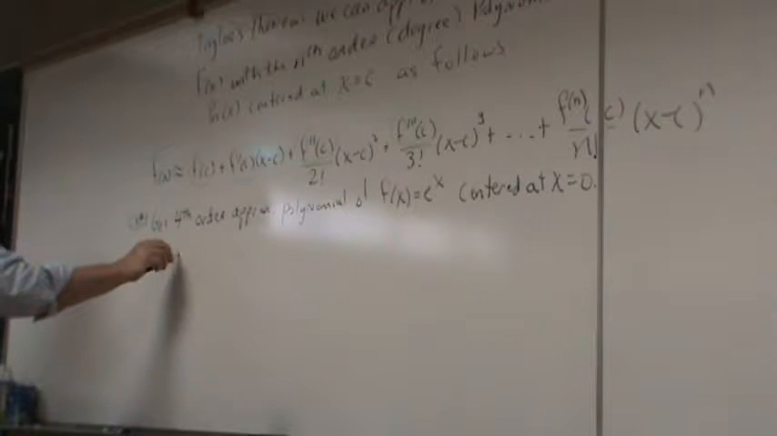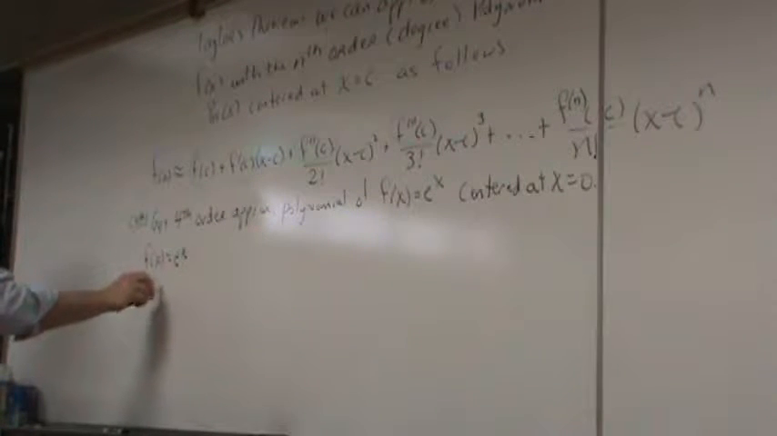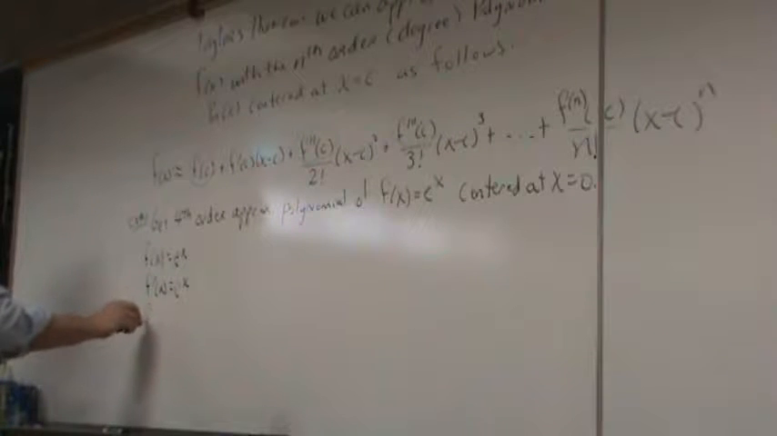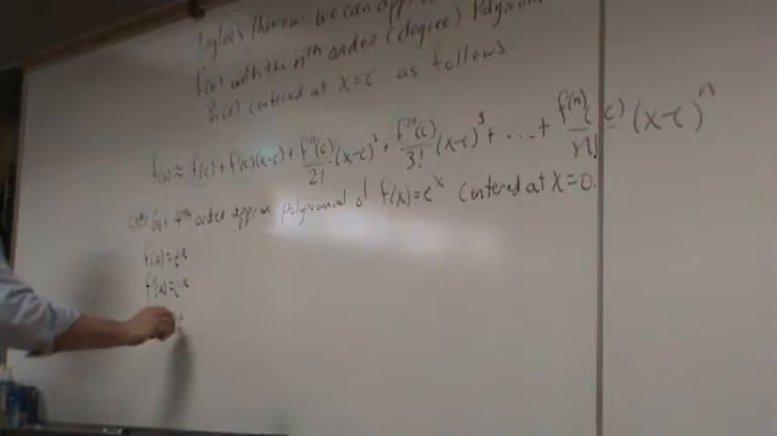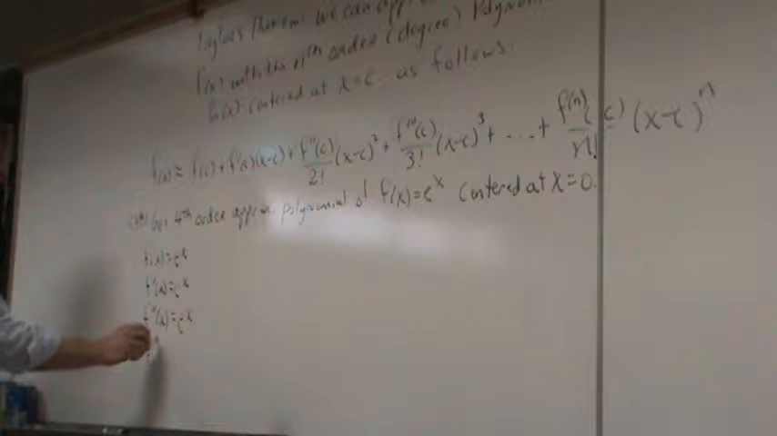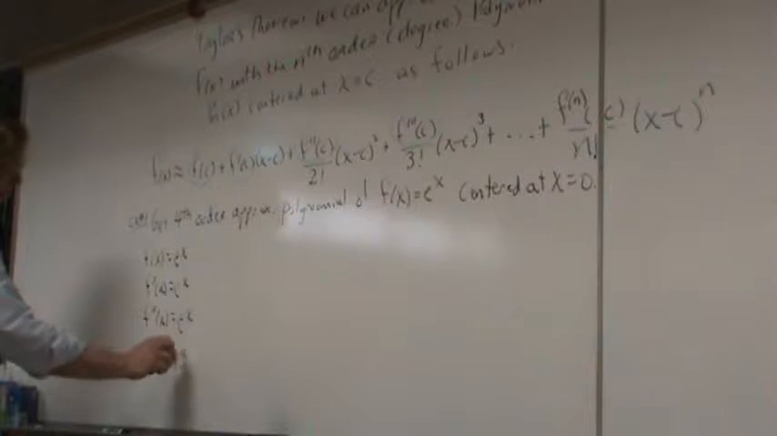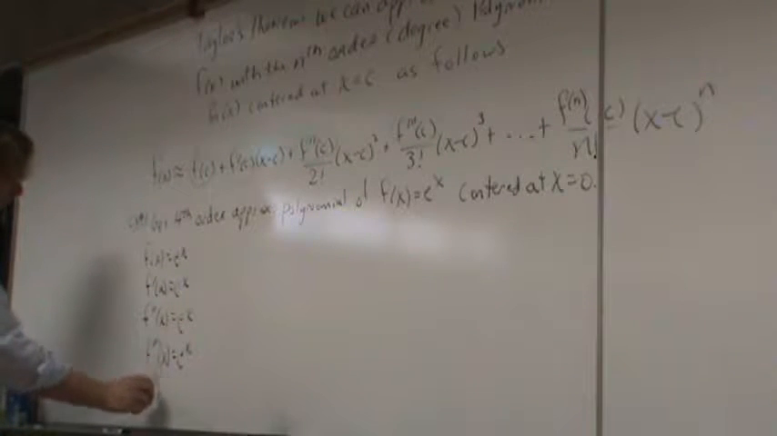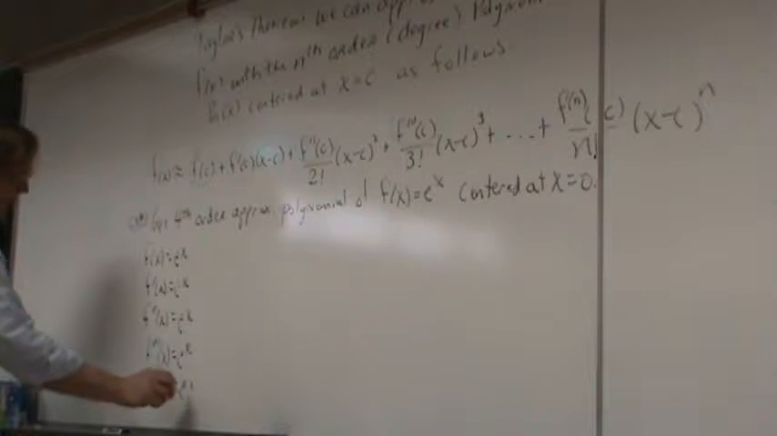f of x equals e to the x. f prime of x equals e to the x. f double prime of x equals e to the x. How far down should I go? The 4. Yeah, fourth derivative, because they asked for the fourth order approximation. So I'm going to need the fourth derivative. f triple prime is e to the x. The fourth derivative is e to the x. Great.